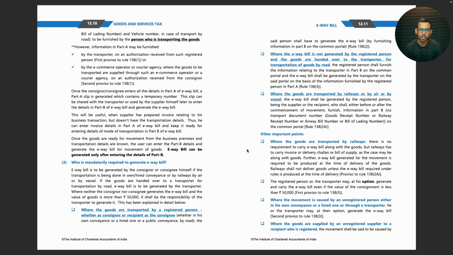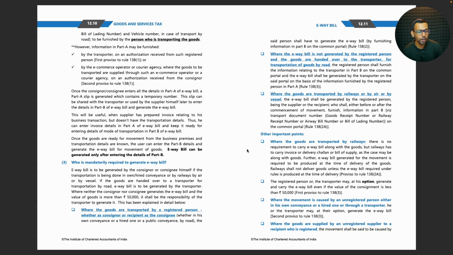Once the consignor or consignee enters all the details in Part A of the e-way bill, a Part A slip is generated which contains a temporary number. This slip can be shared with the transporter or used by the supplier himself later to enter the details in Part B of the e-way bill and generate the e-way bill. This will be useful when the supplier has prepared an invoice relating to his business transaction but does not have the transportation details. Thus, he can enter invoice details in Part A of the e-way bill and keep it ready for entering details of modes of transportation in Part B of the e-way bill.